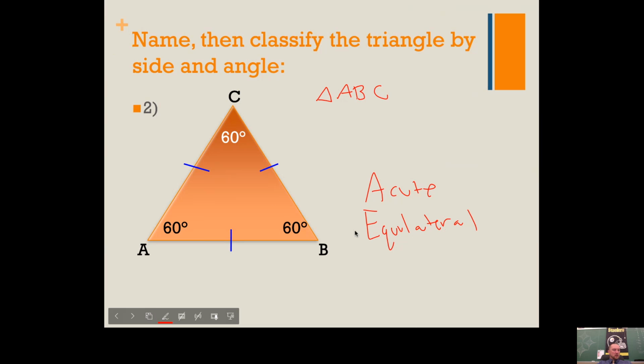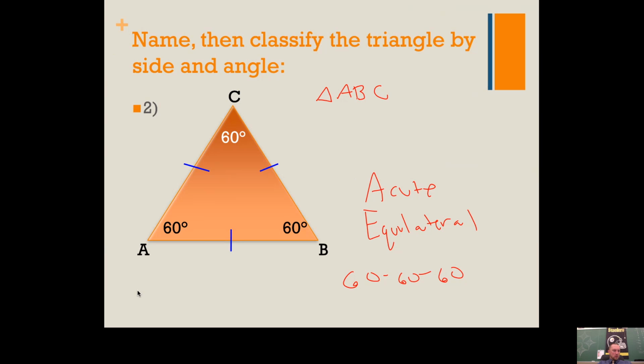Again, this is the only type of acute equilateral triangle in the world. 60, 60, 60 are the measures. If it's equilateral, they all have to be the same. 60, 60, 60 adds up to 180. And they're all acute angles. They can't be anything different.